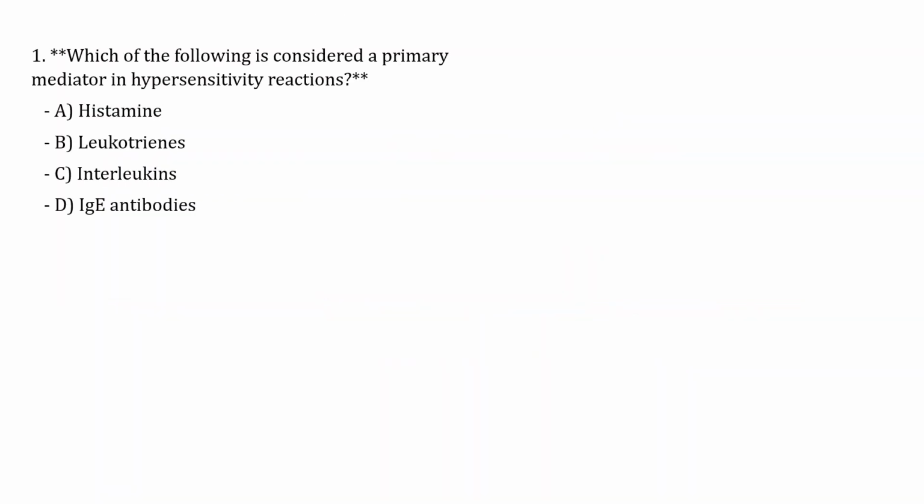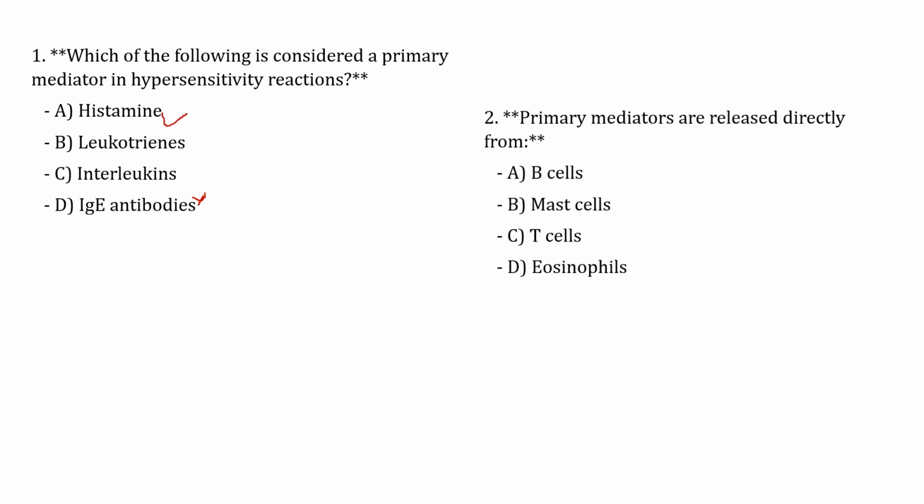Now the MCQ based questions. First, which of the following is considered a primary mediator in hypersensitive reaction? Leukotrienes are secondary, interleukin secondary, which are not eligible. Histamine, answer histamine. Primary mediators are released directly from mast cells.